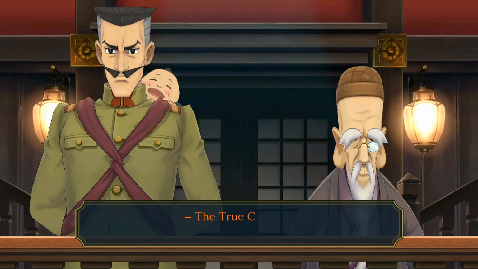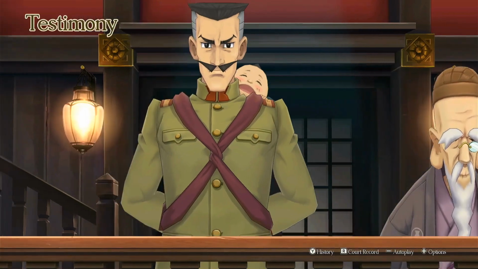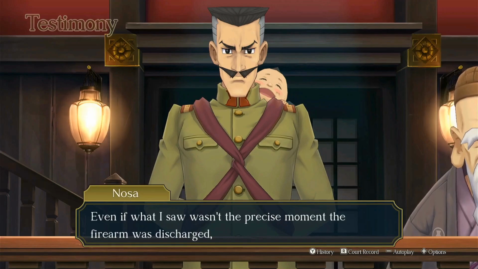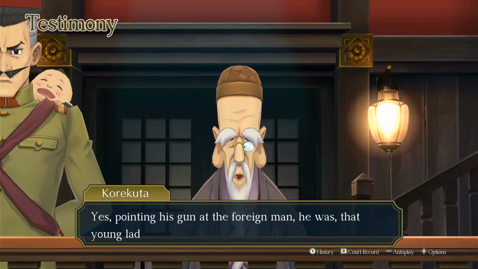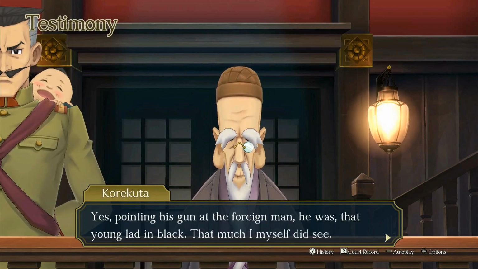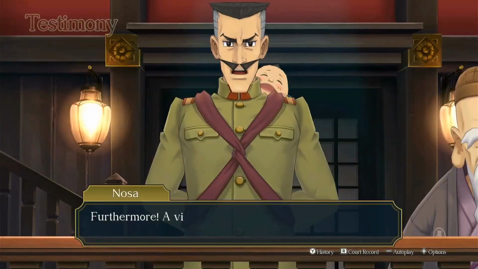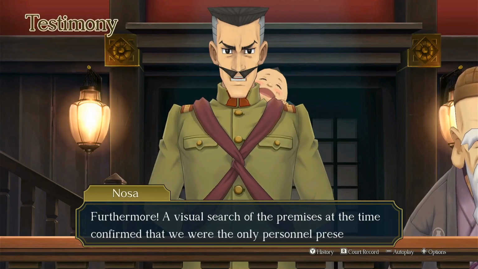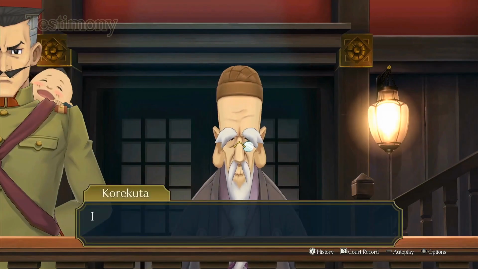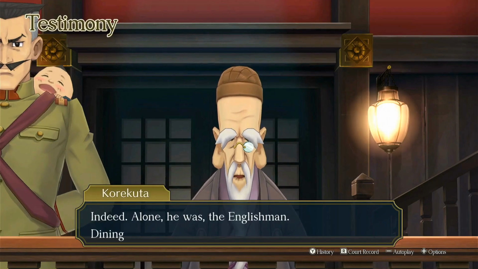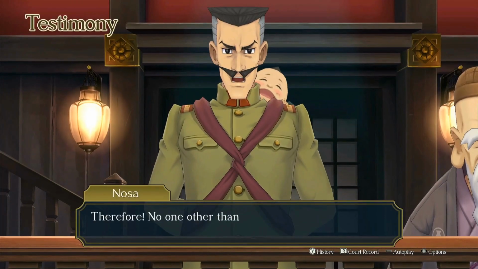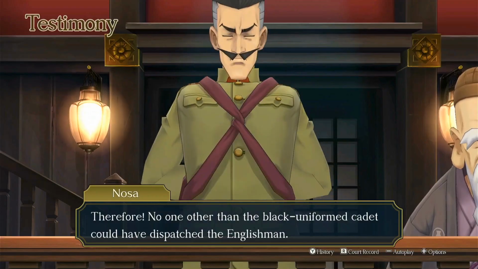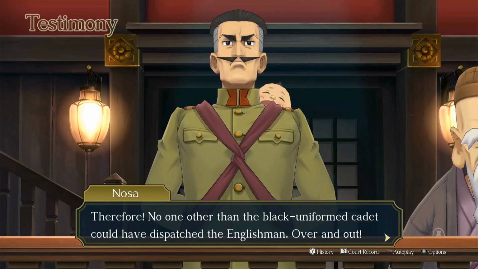Witness testimony. All right. What are you going to say this time? Or even if what I saw wasn't the precise moment the firearm was discharged, it is almost the same thing. Yes, pointing his gun at the foreign man he was, that young lad in black. That I much myself did see. Furthermore, a visual search of the premises at the time confirmed that we were the only personnel present. Indeed, alone he was, the Englishman, dining all by himself. Therefore, no one other than the black uniformed cadet could have dispatched the Englishman. Over and out.